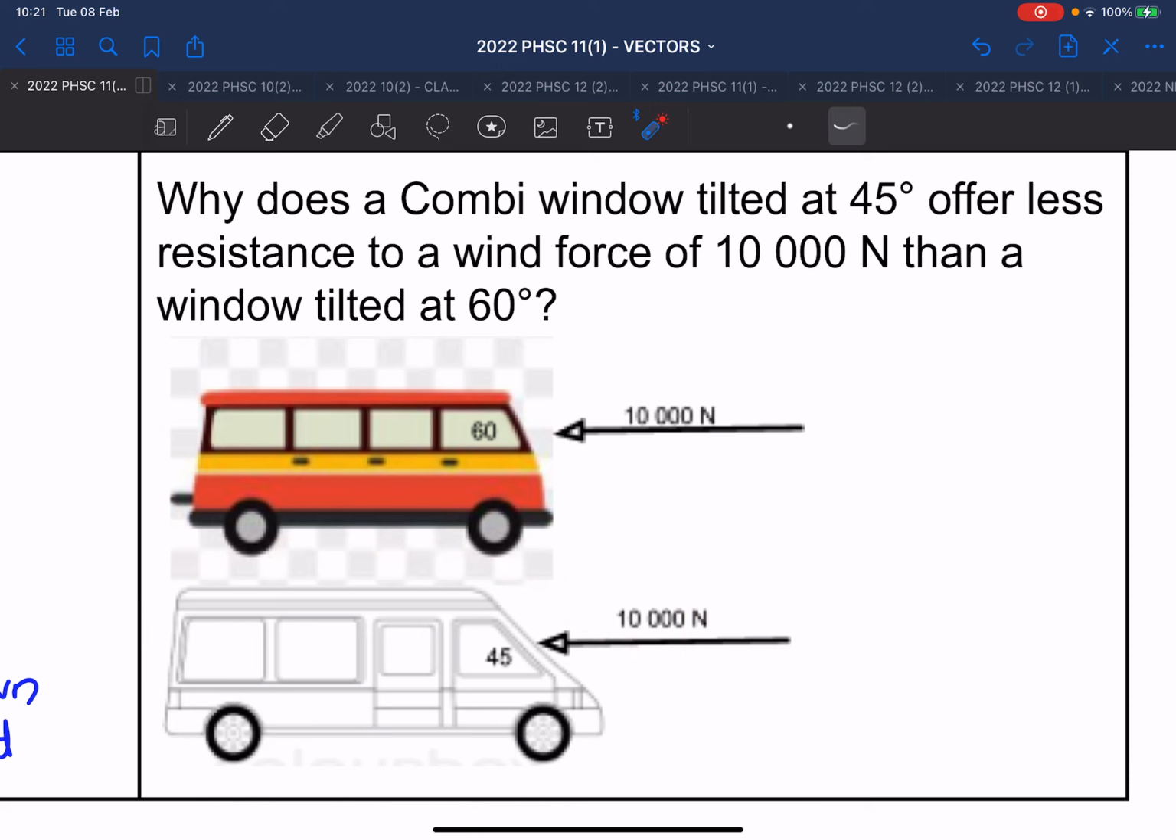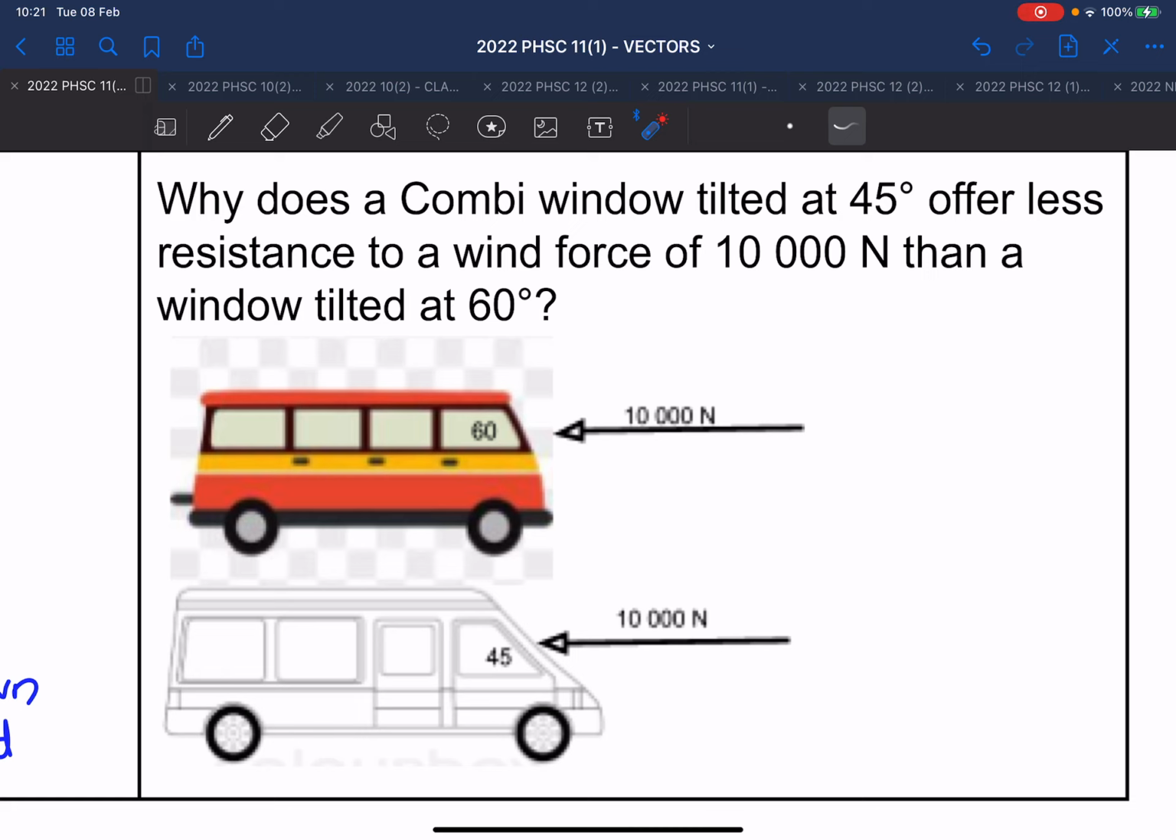One of the reasons could be the engine, but we are looking at the windows for this one now. Can anyone explain it? The window is tilted like this, so the wind is blowing faster than at the window that is tilted like this. What's happening with the wind when it's like this? When it's like this, the wind struggles to go through.